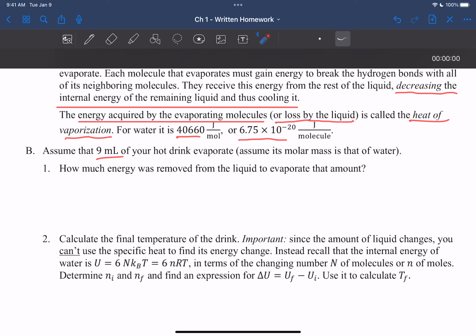So if we're looking for that energy, what we can do is take that 9 milliliters of the hot drink and convert that to a specific mass of the hot drink. Remember, once again, for that older conversion unit, 1 kilogram, 1,000 milliliters. So we should have 0.009 kilograms, I believe. Yep.